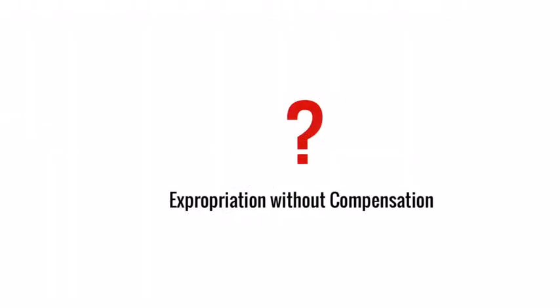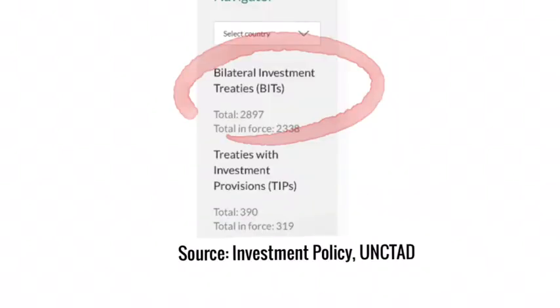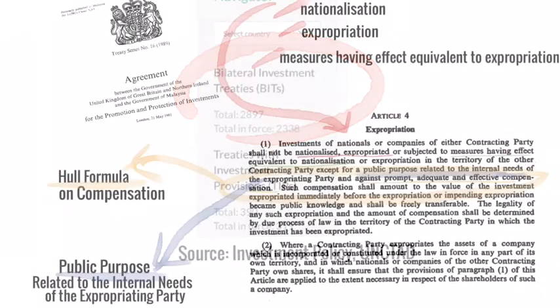Primarily, what does it actually cover? Or, in other words, the extension of protection against expropriation without compensation. For this, our reference is the text of the investment treaties themselves. However, as you may know, there are at least 2,897, according to UNCTAD, bilateral treaties entered into by countries and a number of other multilateral treaties with investment provisions.